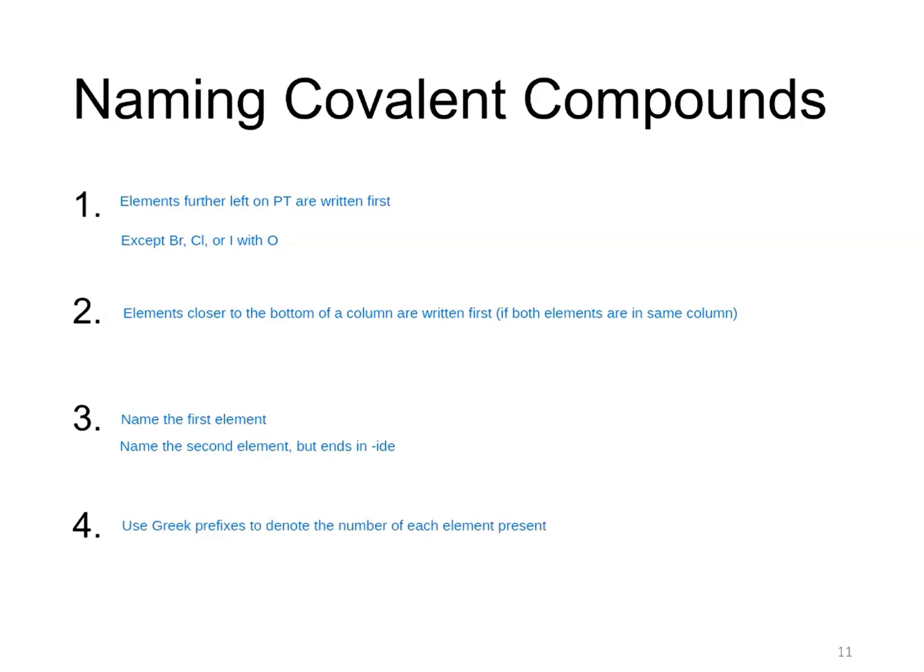So let's talk about what those Greek prefixes are. 1 is mono, 2 is di, 3 is tri, 4 is tetra, penta, hexa, hepta, octa, nona, and deca. And that takes us all the way from 1 to 10.